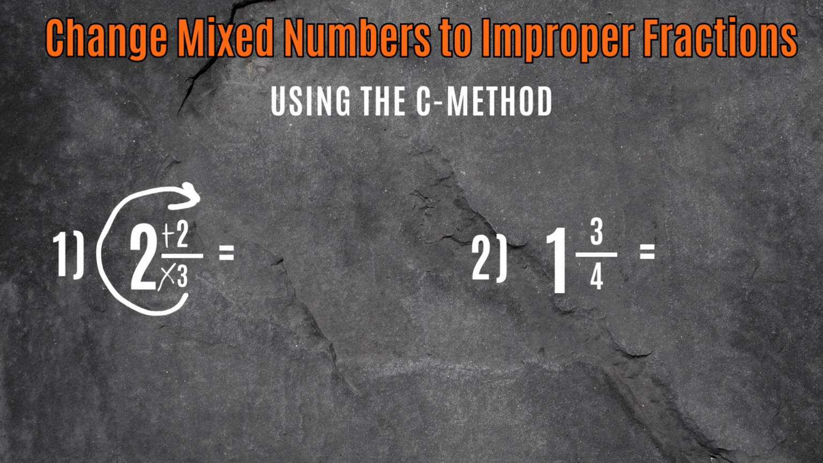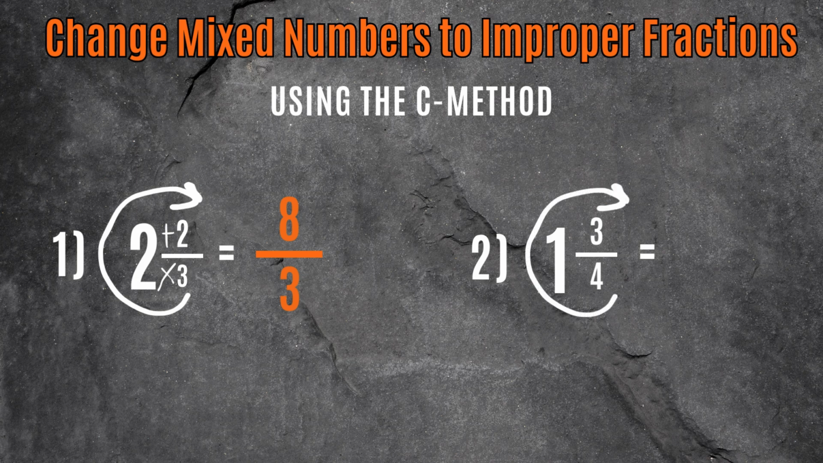Taking a look at number 1, our denominator is 3 and our whole number is 2. So our first step is to take 3 times 2. That would give us 6. And then we add our numerator of 2. 6 and 2 is 8. And then our original denominator in the mixed number just slides over to our improper fraction. So we get 8 over 3. Again, we're using the C method, starting with the denominator times the whole number, taking that answer and adding in the numerator. And that becomes our new numerator, and our denominator just slides over.